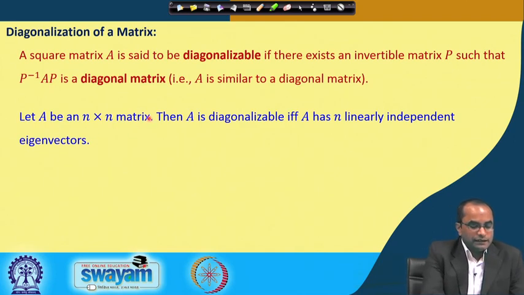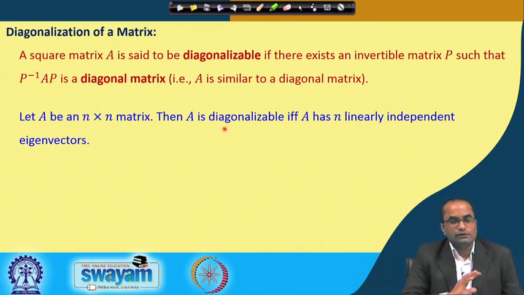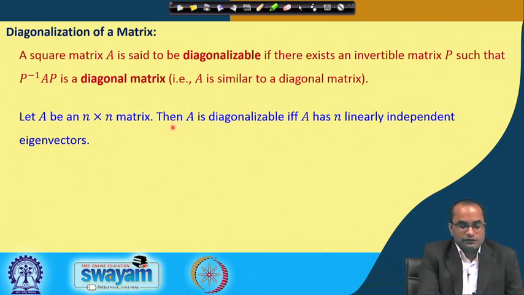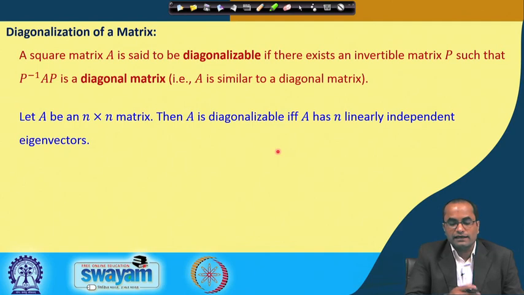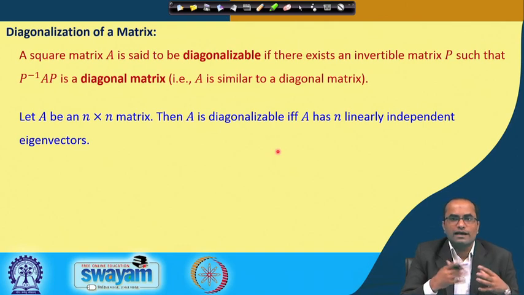So, let A be an n cross n matrix, and there is a nice result: A is diagonalizable, that is, we can find such a P such that P inverse A P is a diagonal matrix, if A has n linearly independent eigenvectors. That is a nice result, and it has nothing to do with the eigenvalues themselves; actually, we have to look for the eigenvectors. If we get n linearly independent eigenvectors, then A can be diagonalized, and if we cannot get these n linearly independent eigenvectors, then A is not diagonalizable. That is the main result of this lecture.